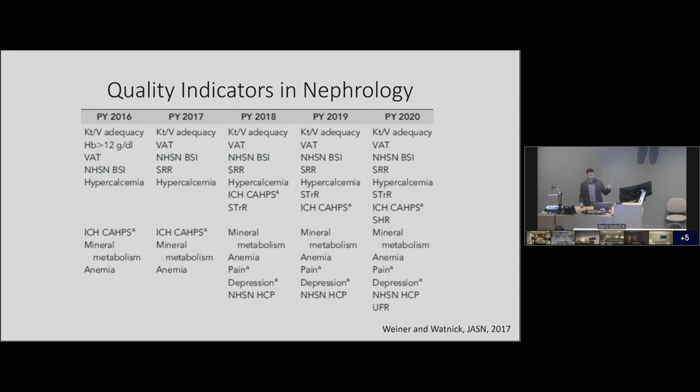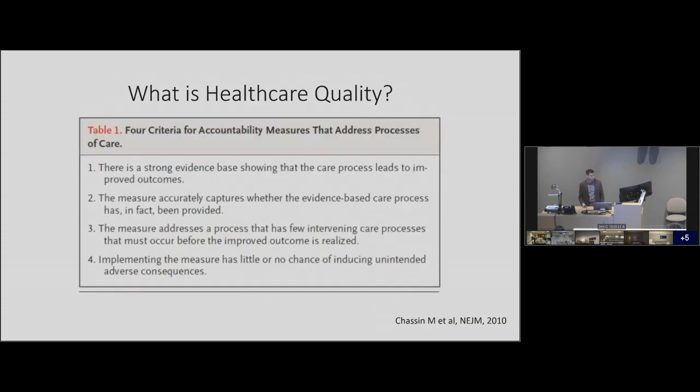So I think the take-home point from this slide is more stuff keeps getting added, nothing gets taken away, and if you look at how the National Quality Forum in the U.S., which also validates quality indicators, only 4 of these are valid by the National Quality Forum validation process, which I'll explain a bit later in the talk.